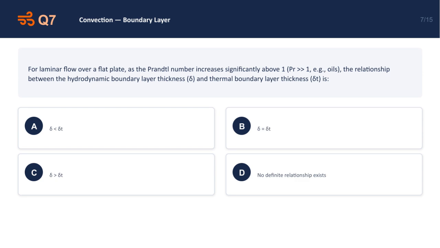So, for high Prandtl numbers, delta is larger than delta T. Conversely, for very low Prandtl numbers like in liquid metals, the thermal boundary layer becomes thicker than the velocity boundary layer. Understanding this helps us predict heat transfer characteristics in different fluids.